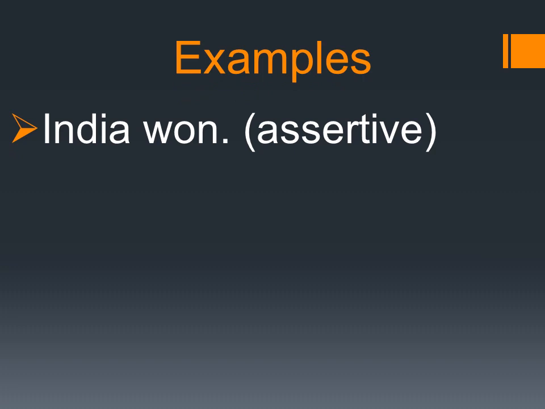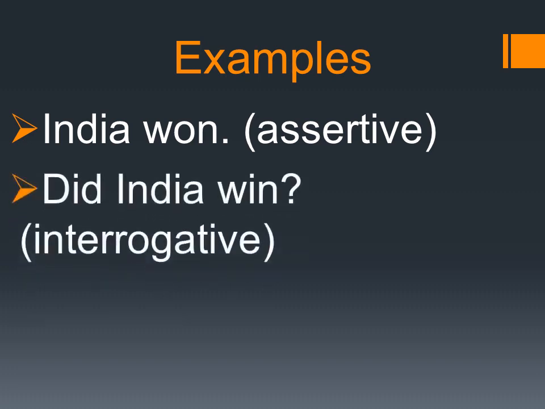Next example is India won. This is an assertive sentence, or we can say positive sentence. But you can see one more thing over here: the second form of the verb is given. It means this is the simple past tense. In order to frame its negative or interrogative sentence, we will add did. Did India win?